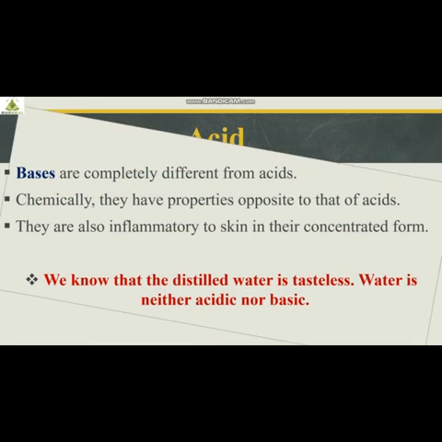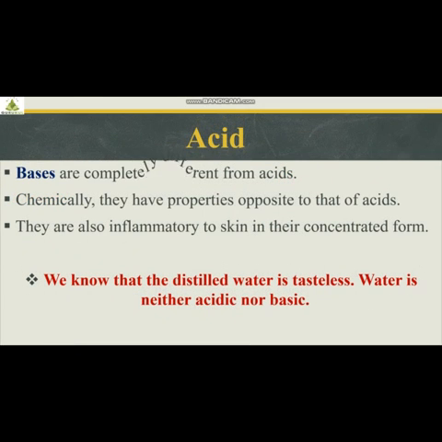Now, bases are completely different from acids. Chemically, they have properties opposite to that of acids. They are also inflammatory to skin in their concentrated form. So, students, bases are opposites of acids. Now, their properties also differ.